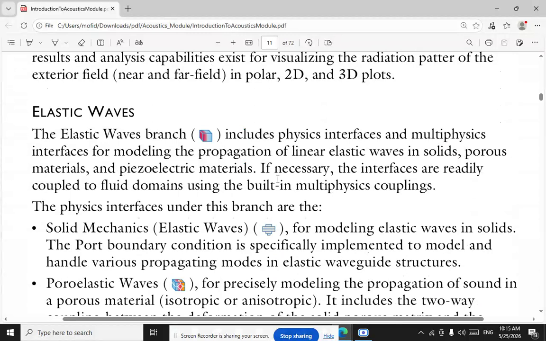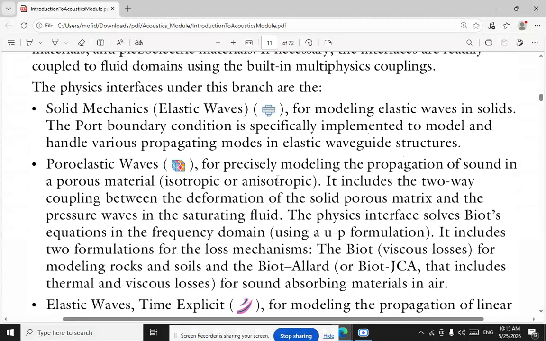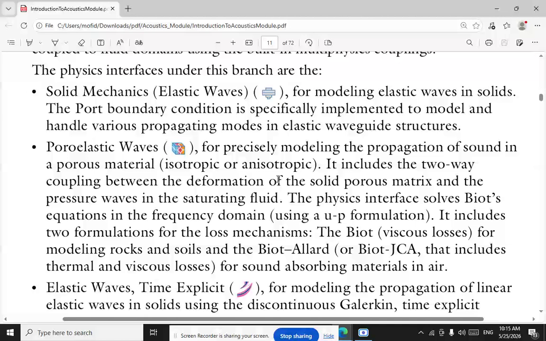The physics interfaces on this branch are the solid mechanics, elastic waves, for modeling elastic waves in solids. The port boundary condition is specifically implemented to model and handle various propagating modes in elastic waveguide structures. Then poroelastic waves, for precisely modeling the propagation of sound in porous material, isotropic or anisotropic, includes the two-way coupling between the deformation of the solid porous matrix and the pressure waves in the saturating fluid. The physics interface solves Biot's equation in frequency domain using a u-p formulation.